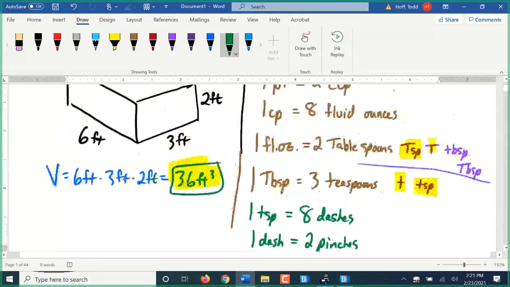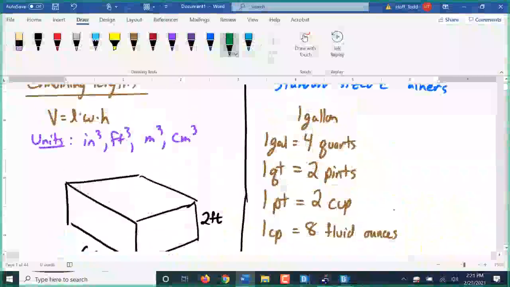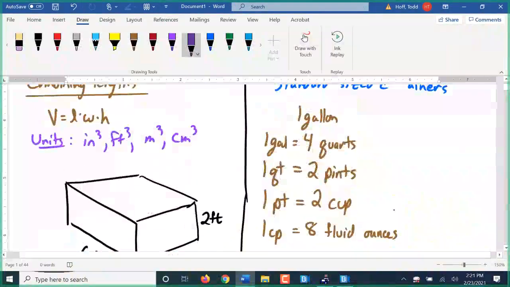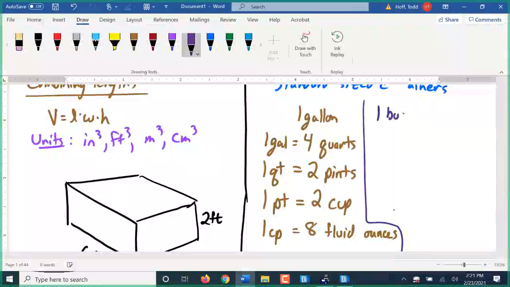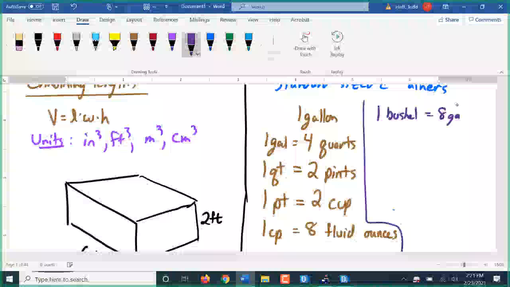There are bigger units, by the way. Bigger than a gallon. Being from northern Wisconsin, we should probably discuss the bushel. 1 bushel is 8 gallons.